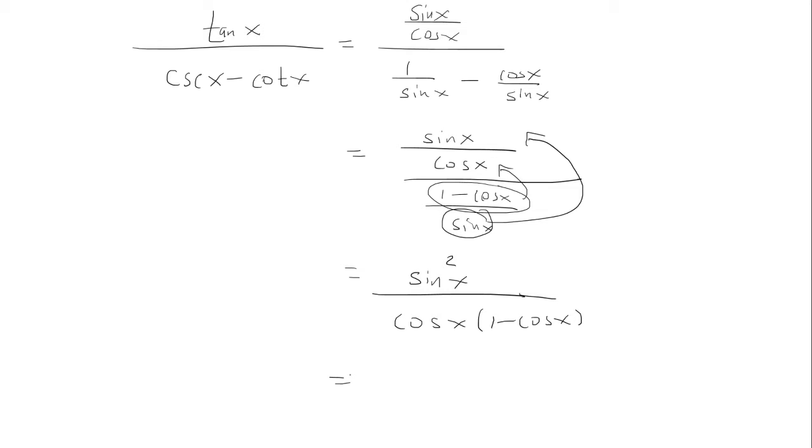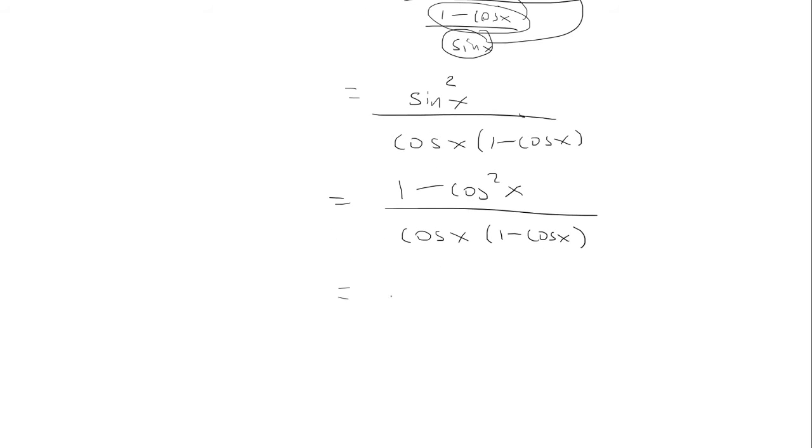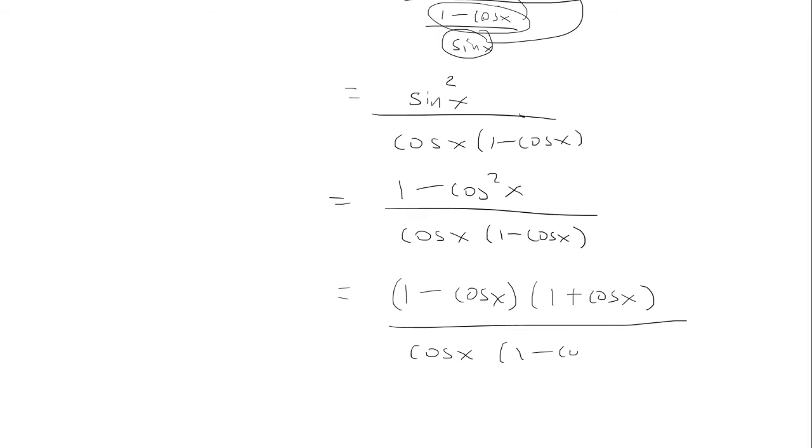Now I'm going to break up sine squared in terms of cosine, so that's going to be 1 minus cosine squared. And in the denominator, I'm just going to leave it as it is. The reason I'm going to do that is because I can factor 1 minus cosine squared as 1 minus cosine times 1 plus cosine. And then the 1 minus cosine factor is going to cancel. So I'm left with 1 plus cosine over cosine.